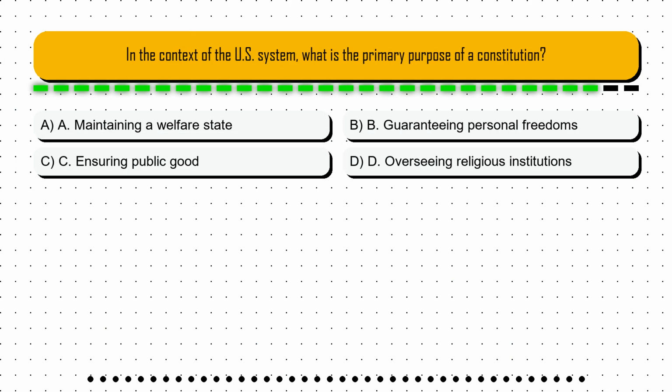Question 18. In the context of the U.S. system, what is the primary purpose of a constitution? Option A. Maintaining a welfare state. Option B. Guaranteeing personal freedoms. Option C. Ensuring public good. Option D. Overseeing religious institutions.